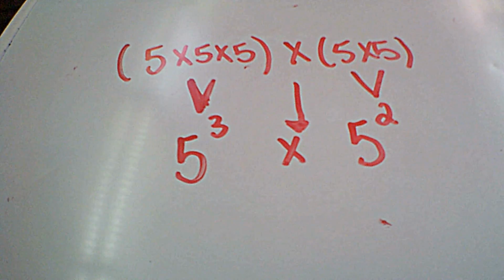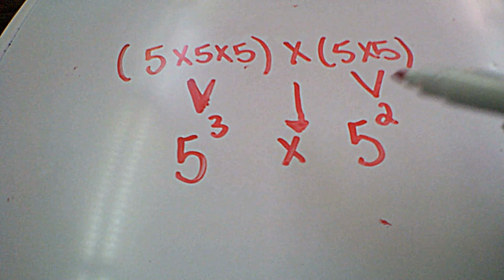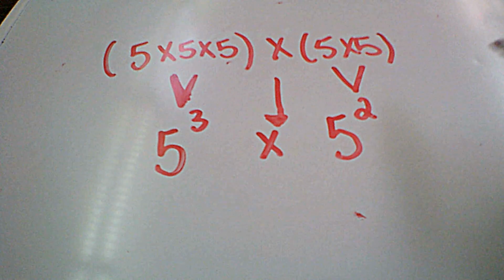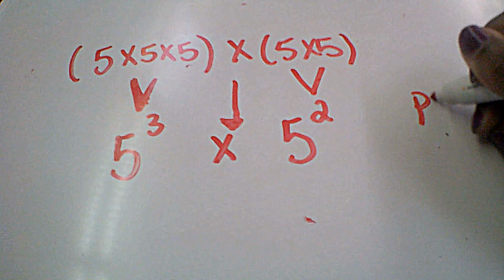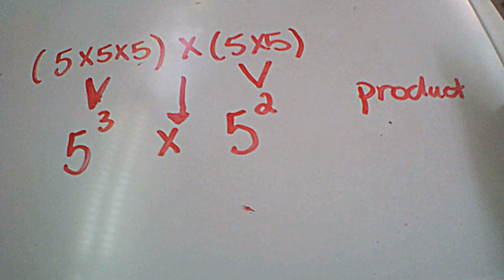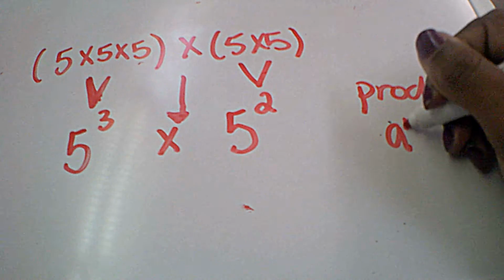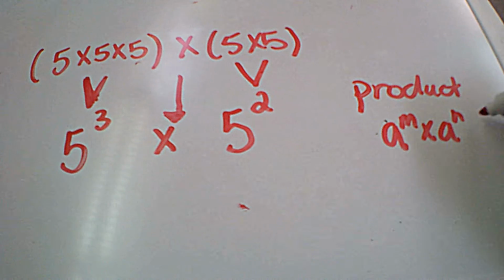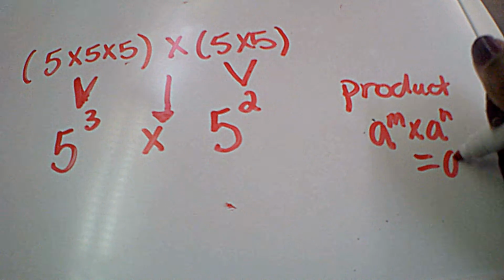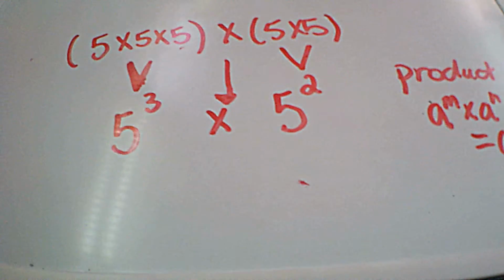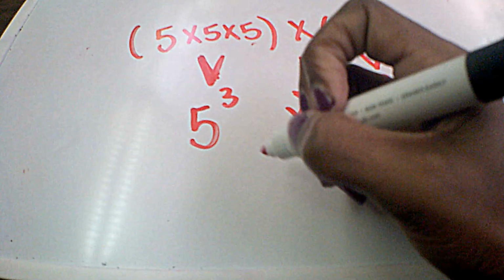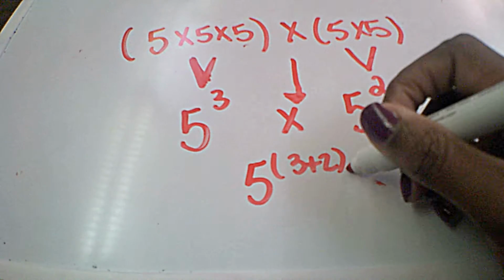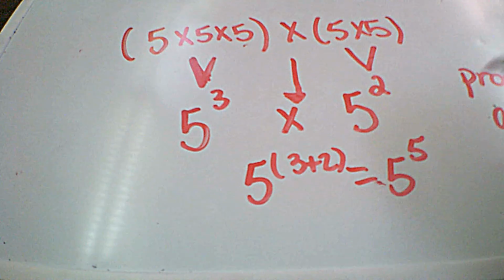Okay? Now, what we know from our exponent properties, to simplify this into one single exponent, we just use what? The product rule, which says a number to a power times a number, same base, another power, means that you just add the exponents. So what is 3 plus 2? 3 plus 2 is 5, so this will be 5 to the 5th power.